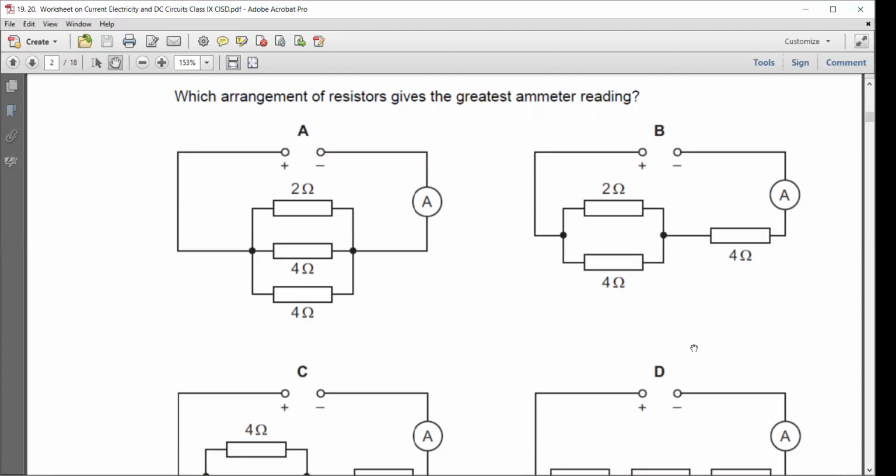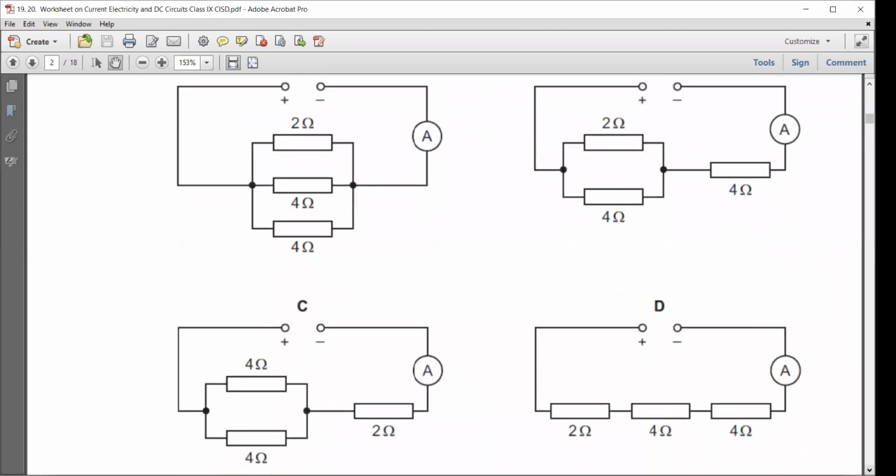Now, what we are discussing, let's come to this point. Ammeter reading will be most where resistance is the least. Very good. Now we know the formula for calculating resistance. If it is in parallel, then we add them up and take the inverse, 1 by r plus 1 by r, whole inverse. And if it is in series, then it is just adding, nothing else.